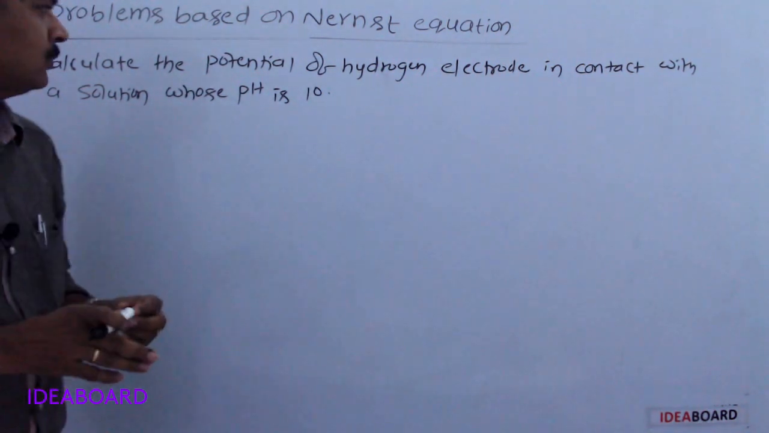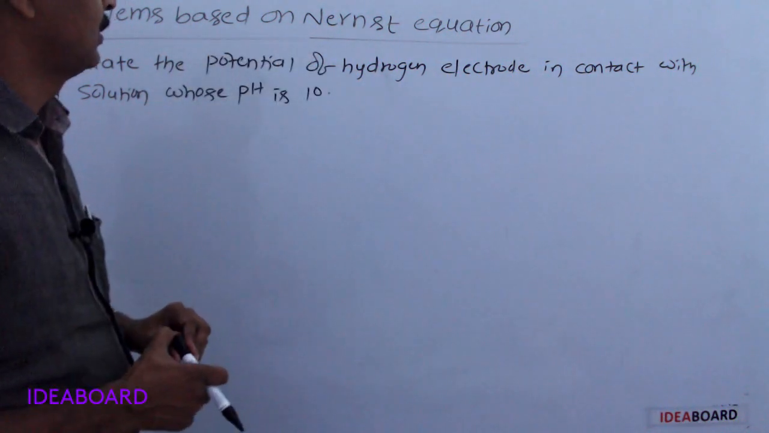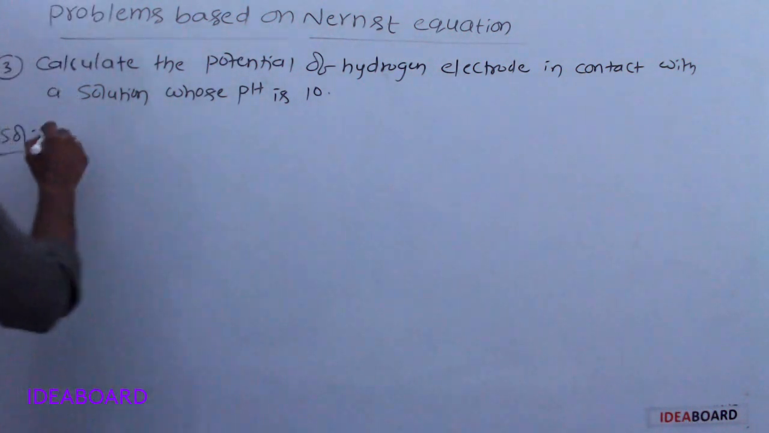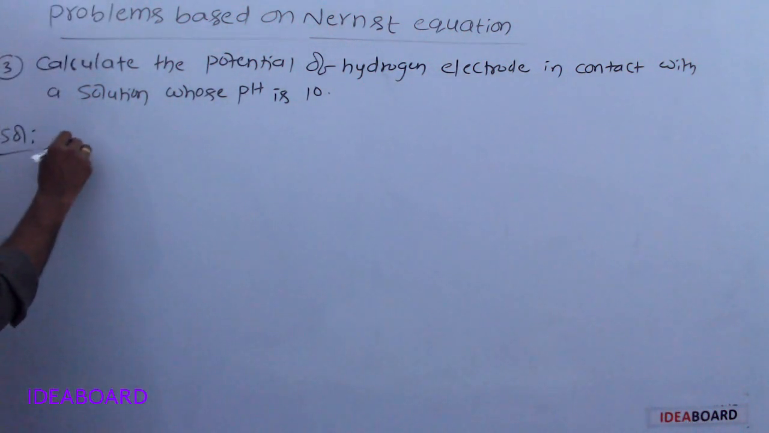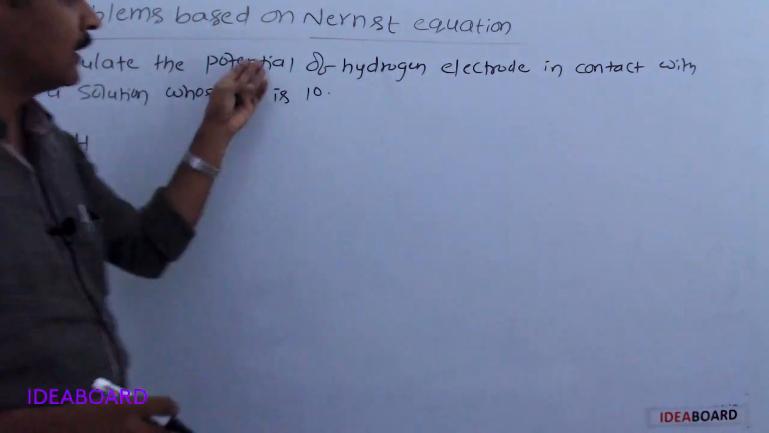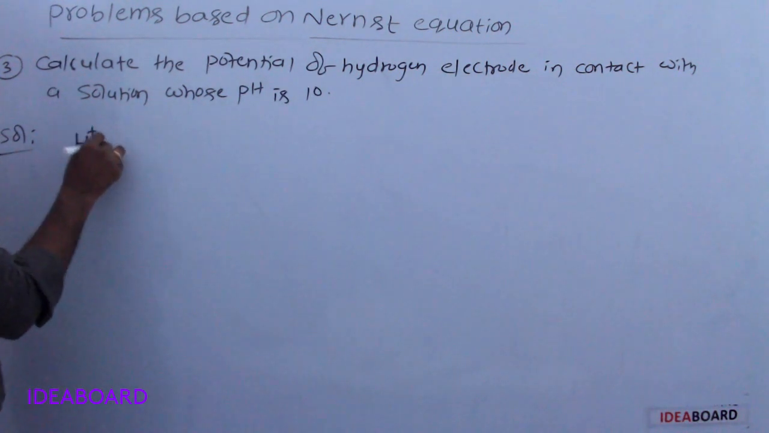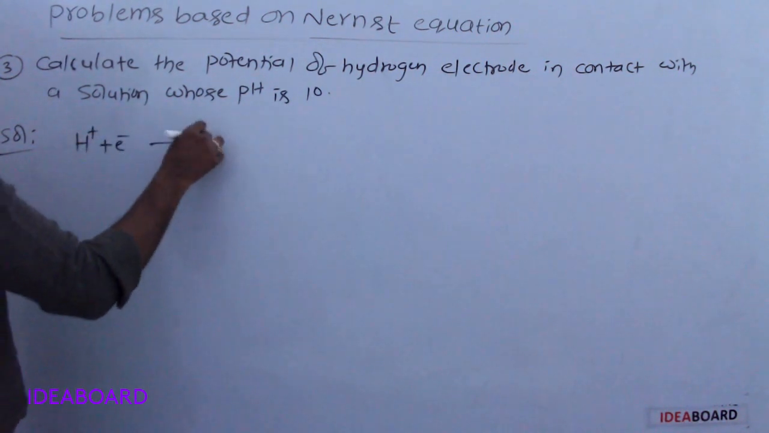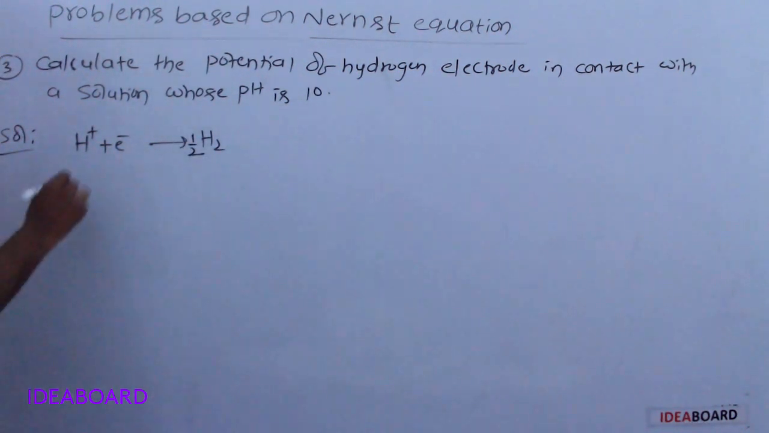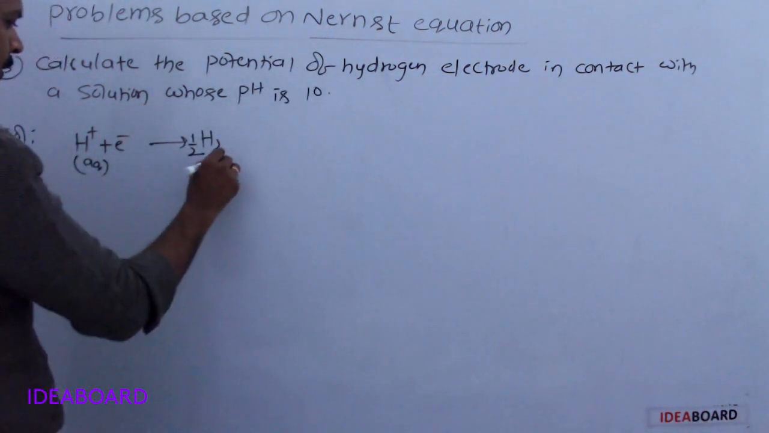Solution. We should calculate the potential of the hydrogen electrode. The pH value 10 is given. First I am calculating the reduction potential value. Here nothing is mentioned, which means reduction potential only. H plus plus electron gives rise to H2. This is the reduction reaction.